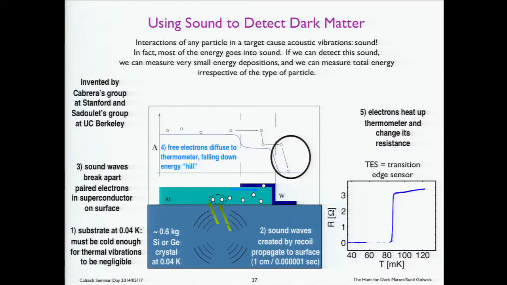And then we use some clever technology where we take a superconductor, a material where the electrons have decided to pair up into something called Cooper pairs, and these sound waves are energetic enough to break those Cooper pairs. Then we can detect the Cooper pairs because we put a thermometer on the edge of the superconductor, and as the broken Cooper pairs fall in, they heat up the thermometer. We monitor the thermometer's temperature by looking at its resistance, which is a very steep function of temperature at a particular temperature. So when energy comes in, the resistance goes up, and we monitor that. Thereby we detect the energy that was deposited in the crystal.